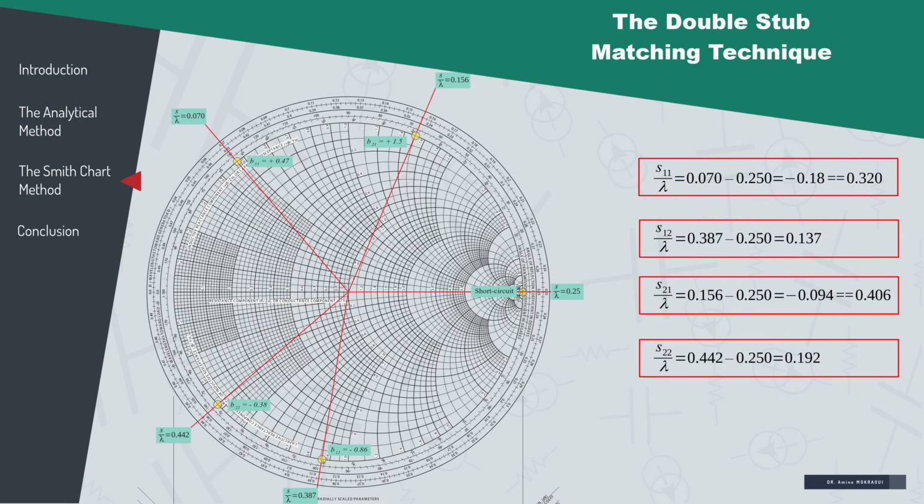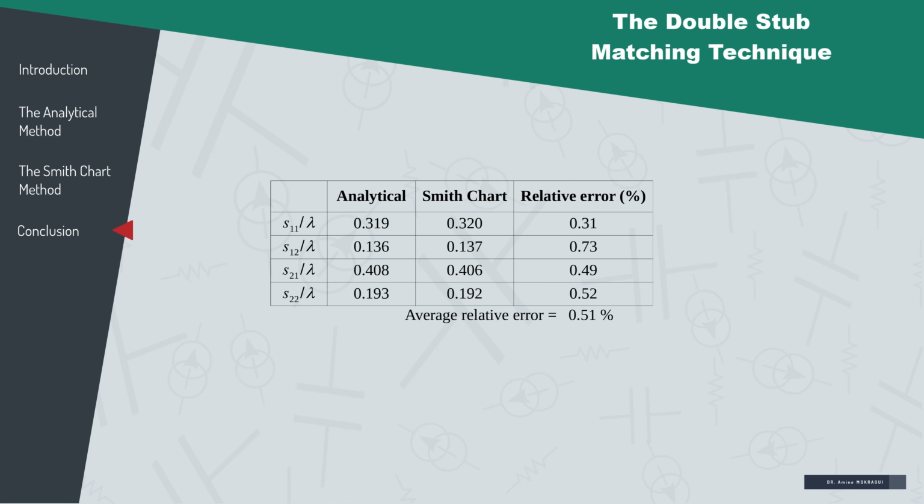Here are the results. Let's do a comparison between analytical and graphical results. We summarize the obtained results in a table and we compute the relative error when using the Smith chart. The average relative error is about 0.51%, which is very good for a graphical method.